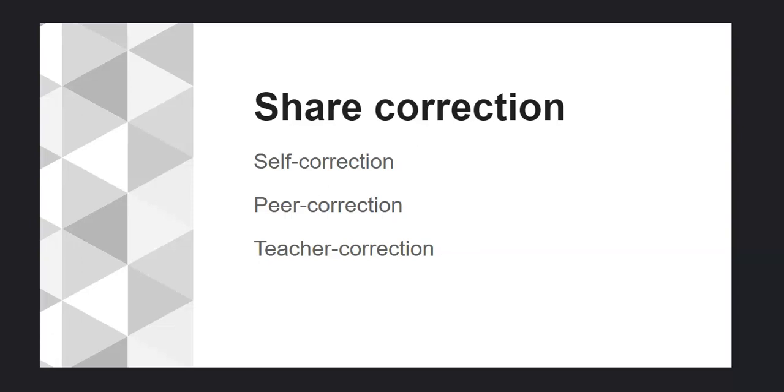Or you might decide it's more effective to do the correction yourself. But I think these three steps, encouraging self-correction, peer correction, and then teacher correction, perhaps, I think, benefits the students more in the long run.